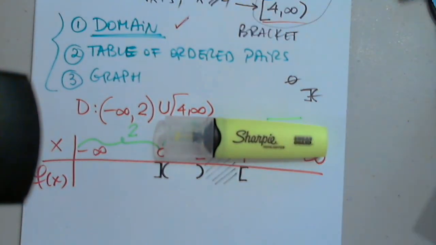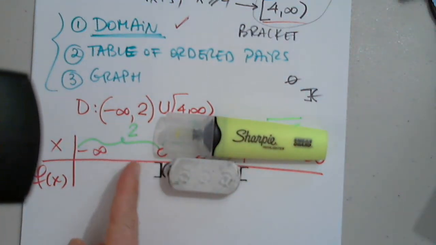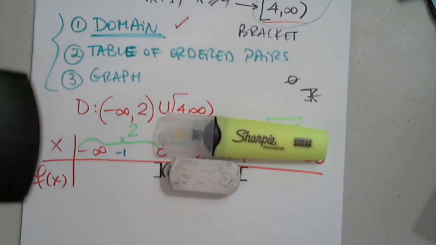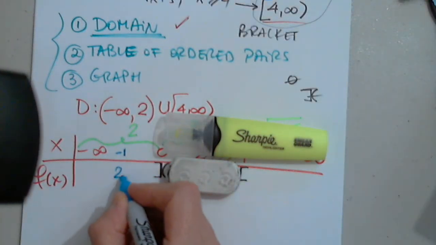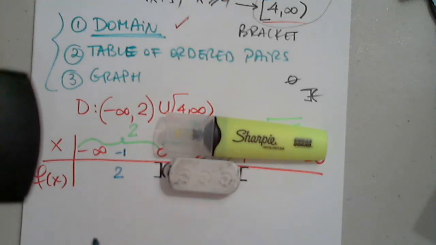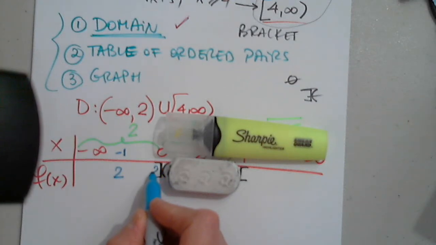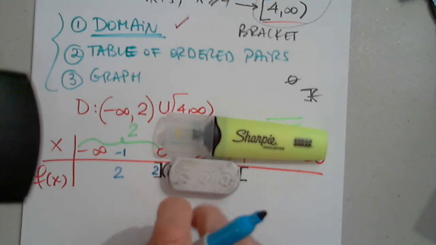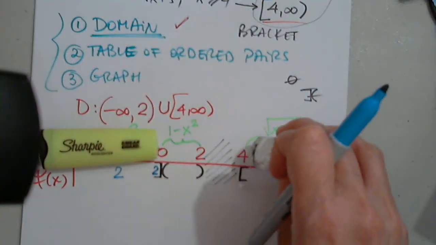At this point, nothing matters. Don't look anywhere. I'm talking about this first branch. I will pick some points. Let's say I'm going to pick negative 1. When x is negative 1, how much is y? 2. Excellent. When x is 0, how much is y? 2. Very good. Right here inside the bracket. I'm done with this side.